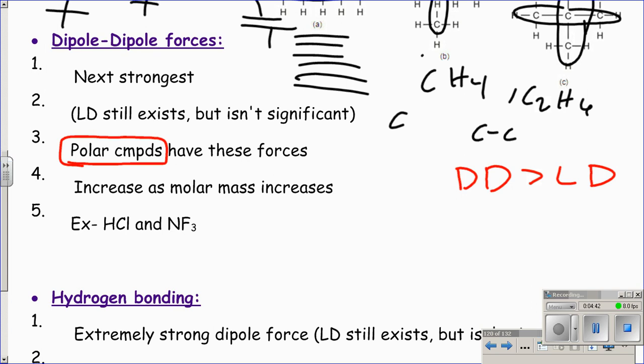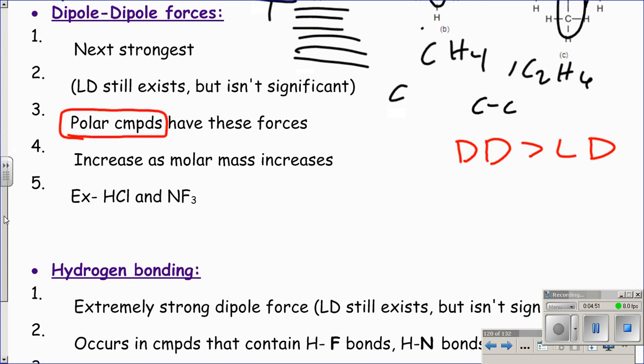So if you increase the molar mass of something, generally that means you're going to have stronger DD forces, or dipole-dipole forces. Dipole-dipole forces exist in things like nitrogen trifluoride. I think we're good with picturing the Lewis structures.